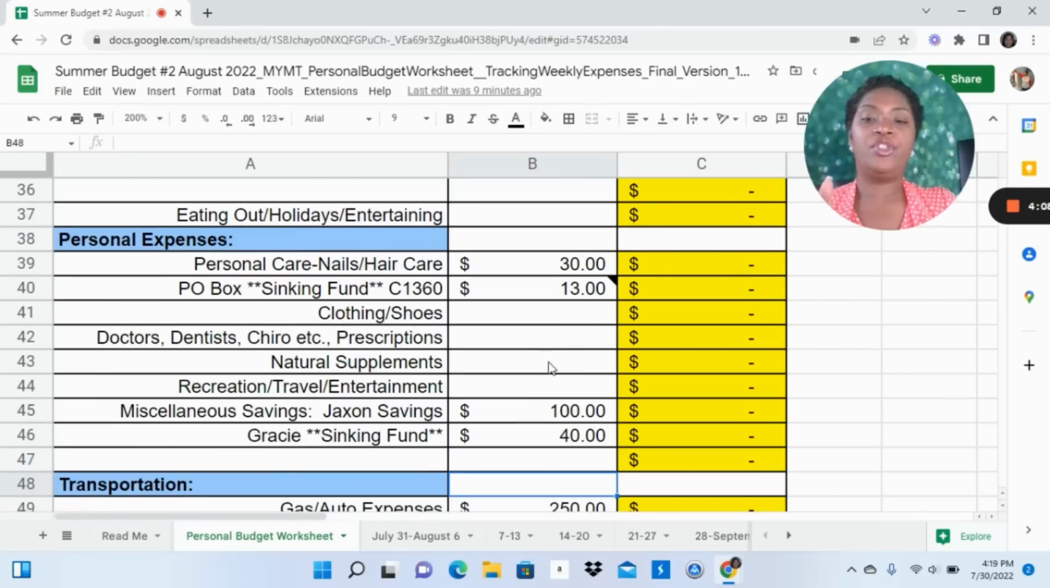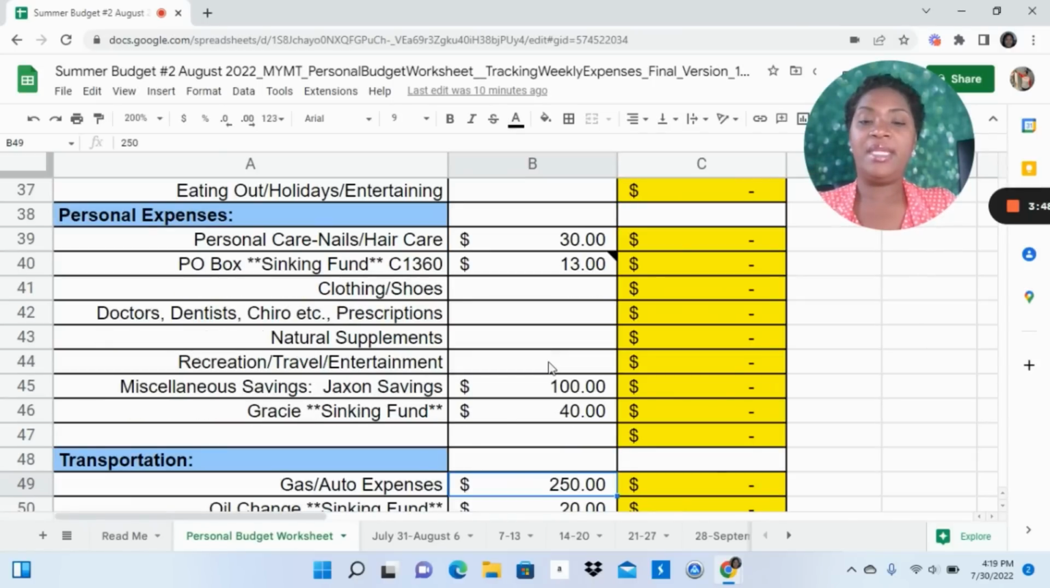Miscellaneous savings, that's for Jackson. I put money in his savings account every child support. So every time I get a child support payment, I put money in Jackson's account. Before sister rolled off, I put money in sister's account. Now sister works, so she is responsible for all of her expenses.